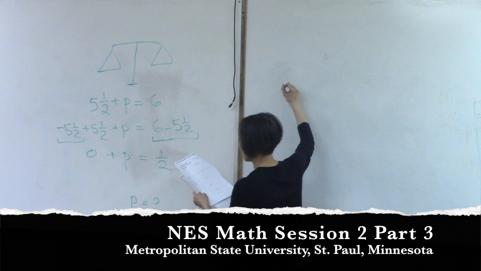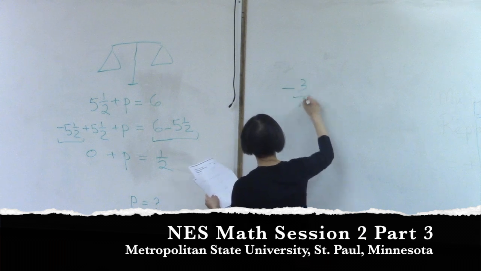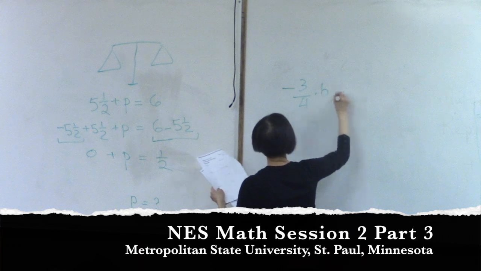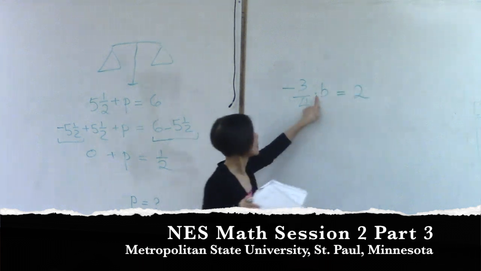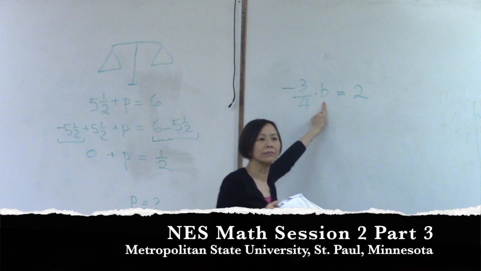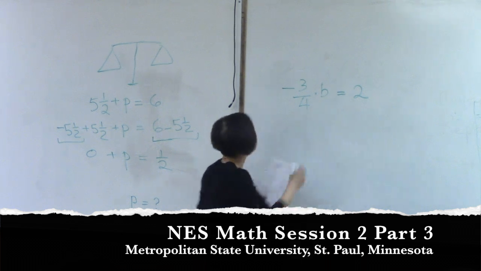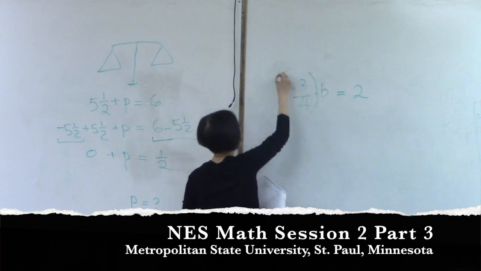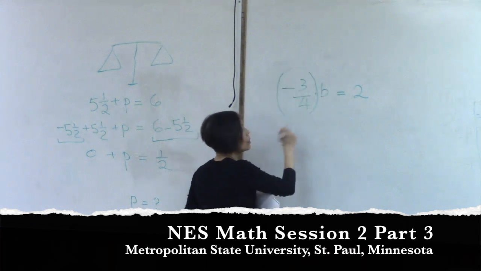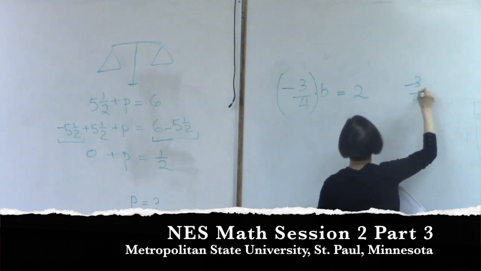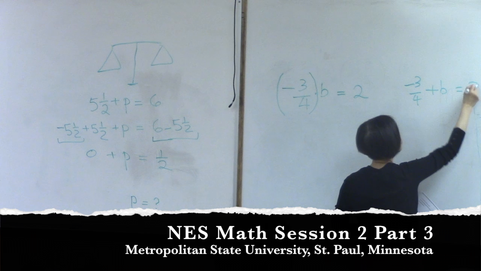So this is number three, right? Negative 3/4 times b. That's where you have to think about it. This is a multiply by b. Not an add, not a subtract. So you have to look at this as the whole thing. Because what you just did was more like 3/4 plus b equals 2.